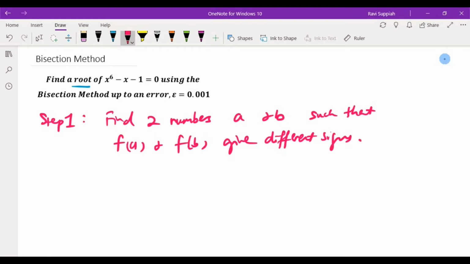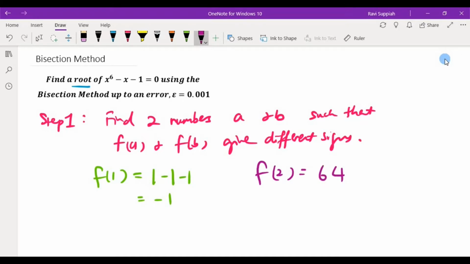Now if I were to try f of 1, you can see that the value I'll get is 1 minus 1 minus 1, which equals minus 1, and f of 2 will be 2 to the power of 6 minus 2 minus 1, which equals 61.